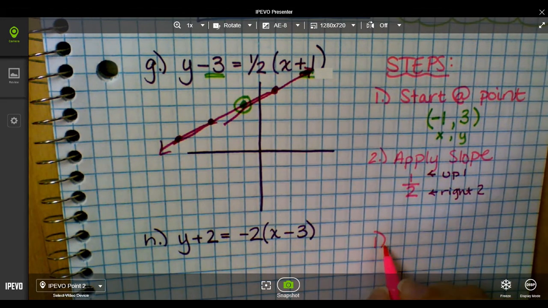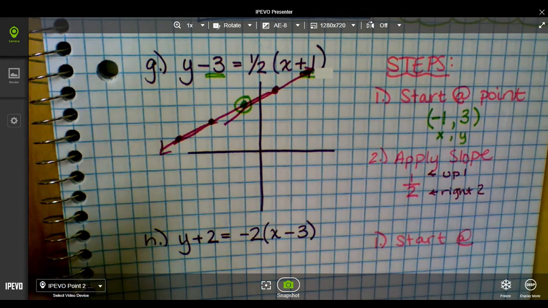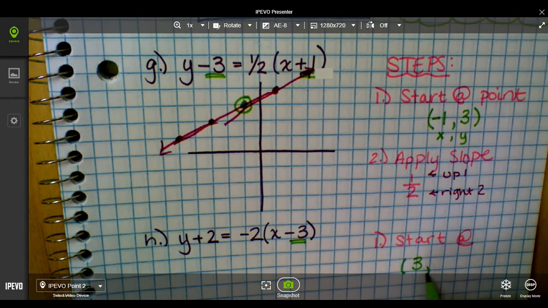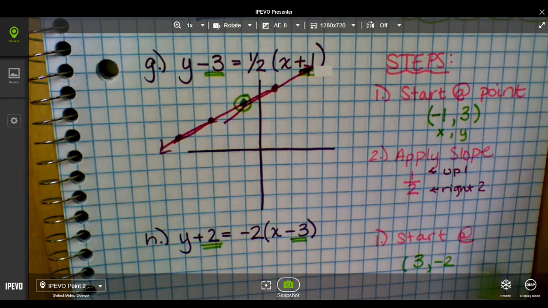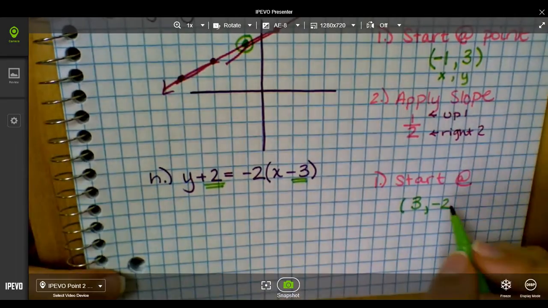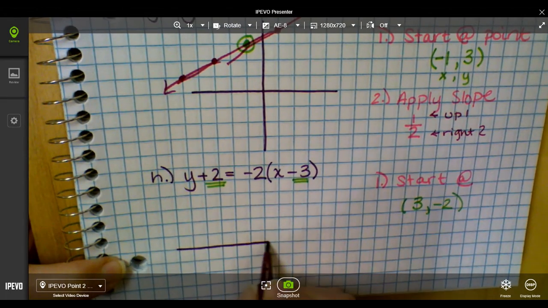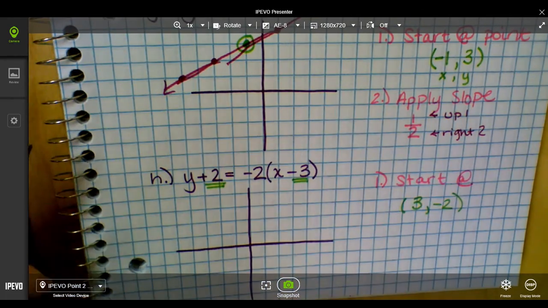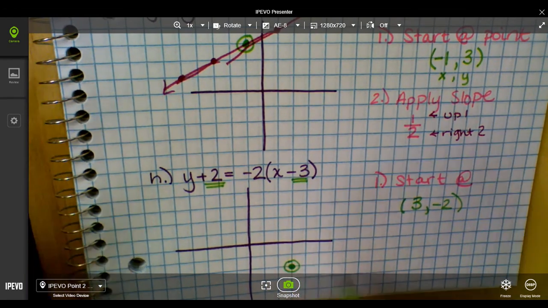So over here, we still want to start at our point. And again, we want our x value first, and we always want the opposite of that. So it looks like a -3, so I want a positive 3 in here. And then we go to our y value. It looks like a positive 2, so I want a -2 in here. And that's where we are going to start graphing. Okay, so positive 3, -2 is over here. That's our starting point.